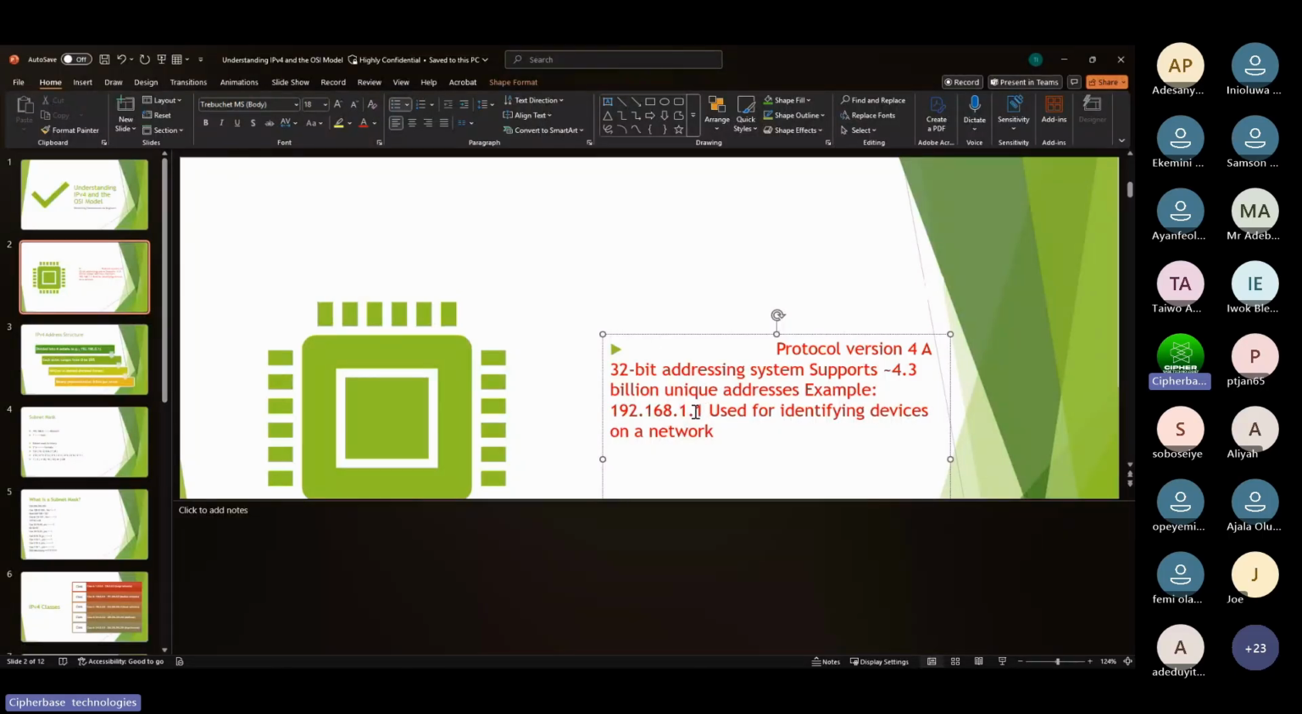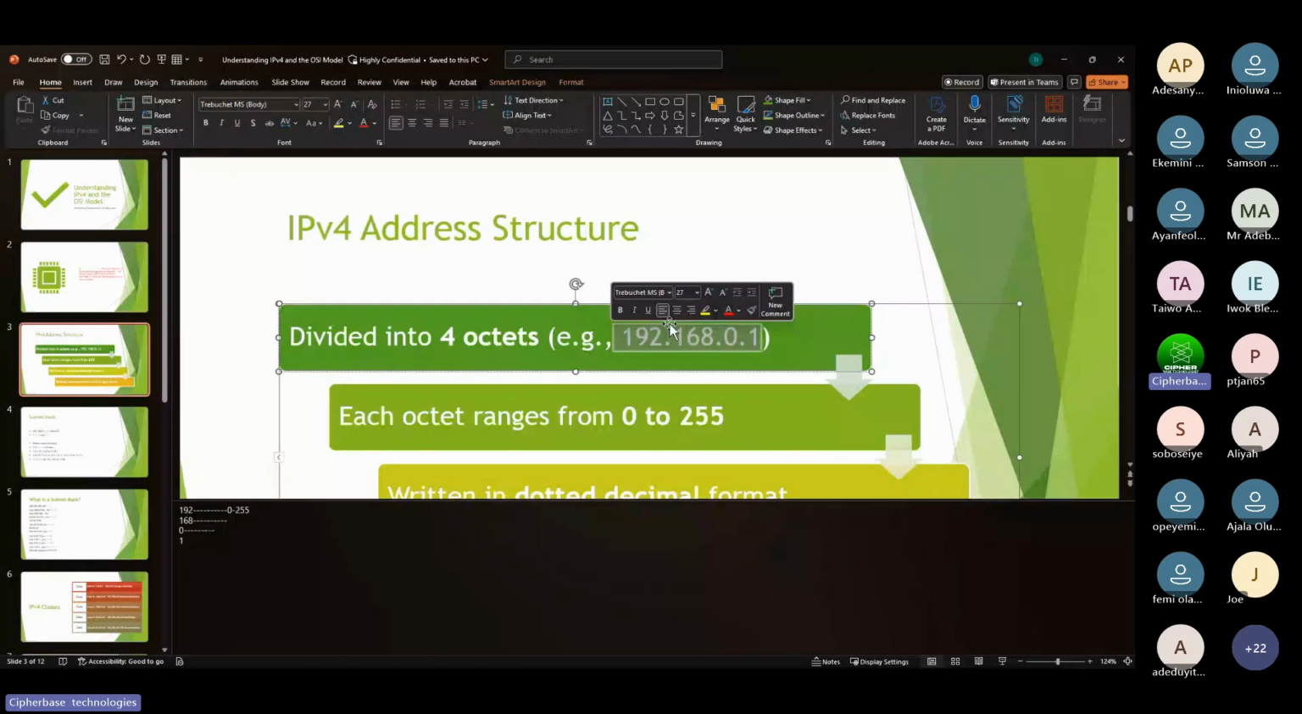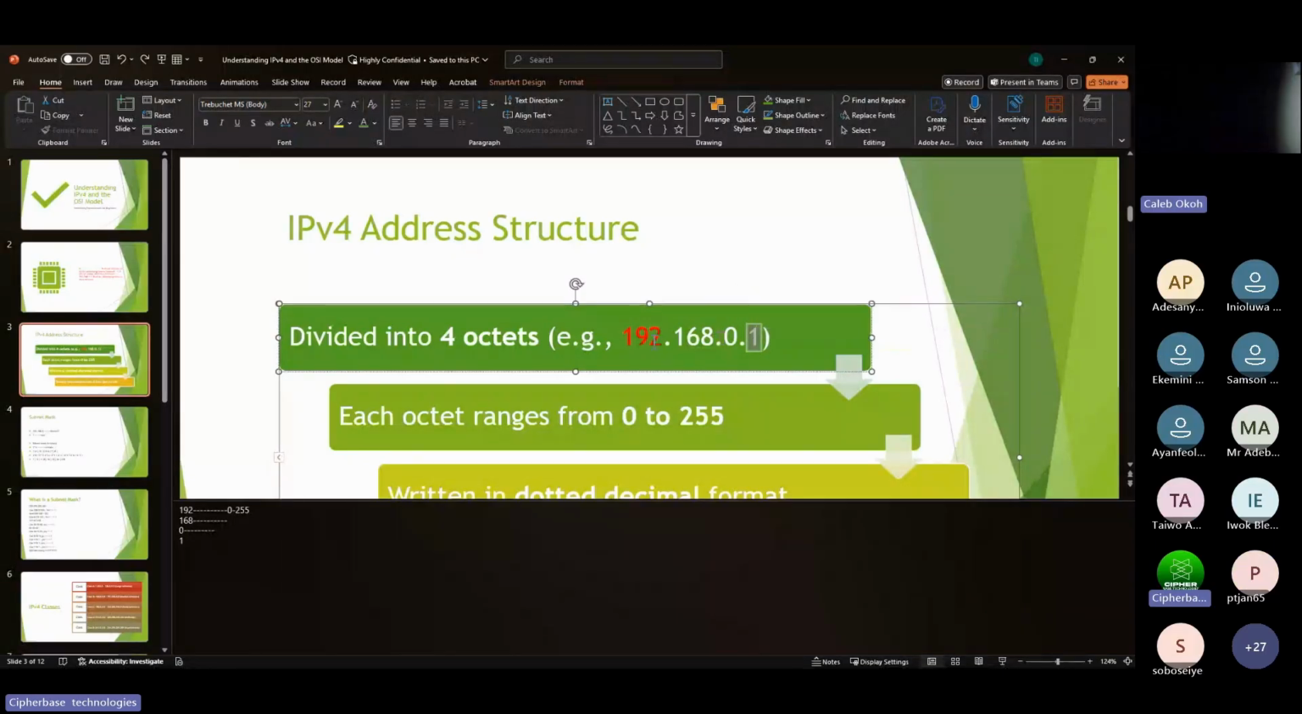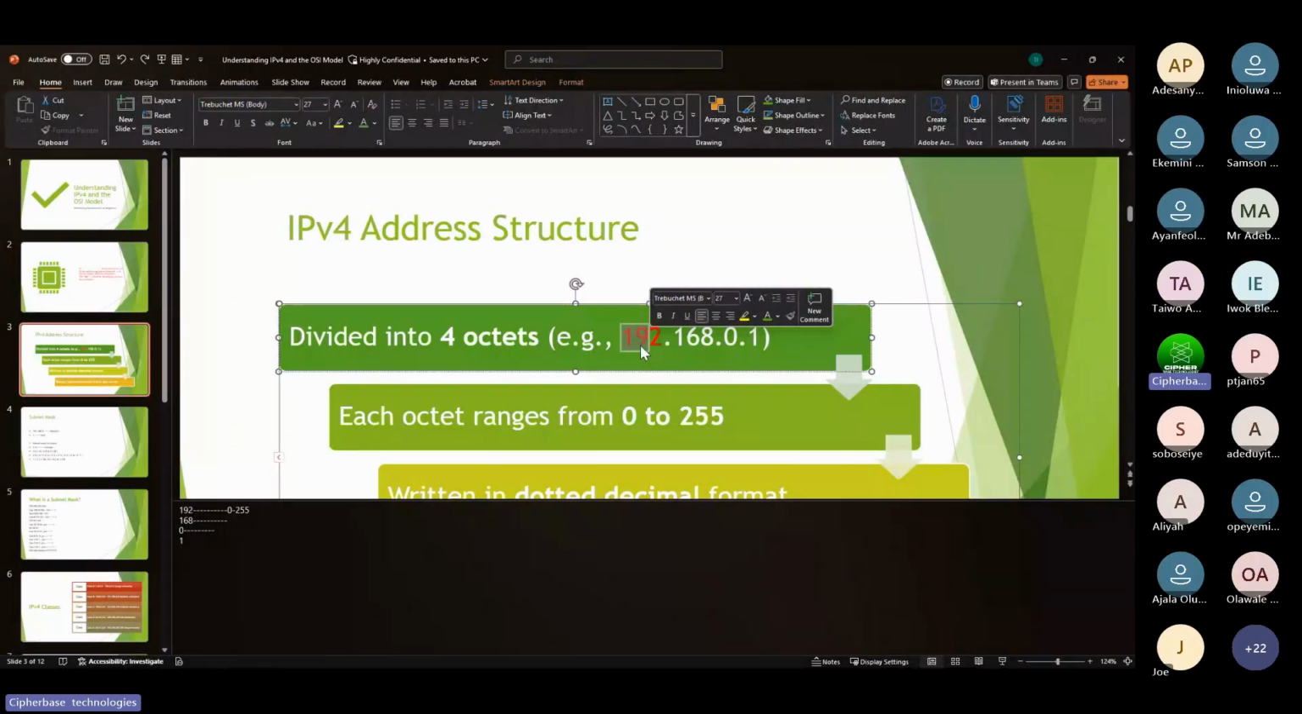The structure of an IP address is divided into 4 octets, as you can see. This is the first octet, 192, then 168 is the second one, 0 is the third, and this one is the fourth. Just think of this IP address as a house address broken into 4 parts, which is what I just explained here.